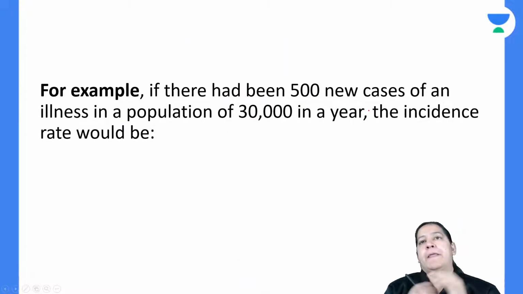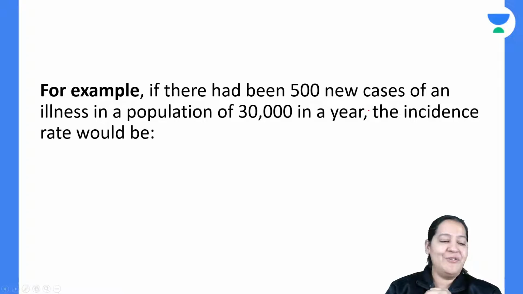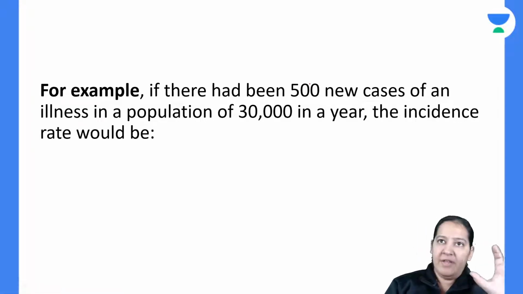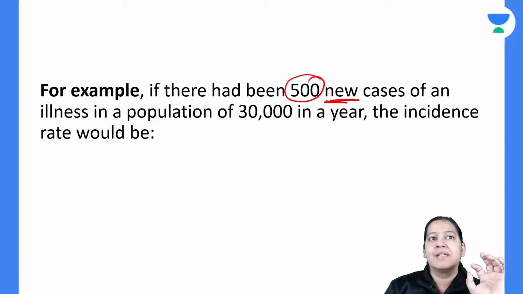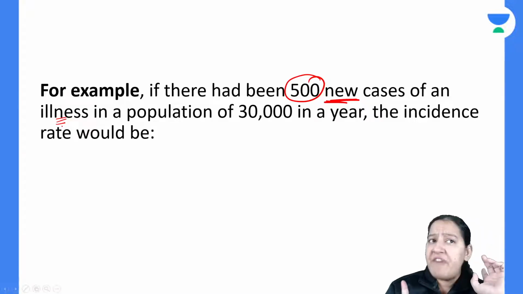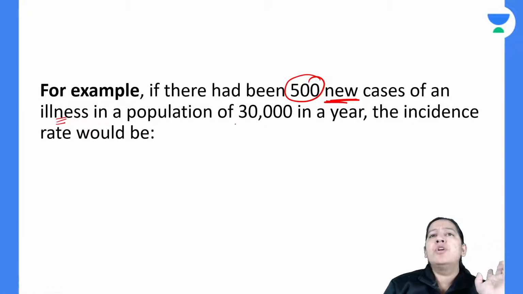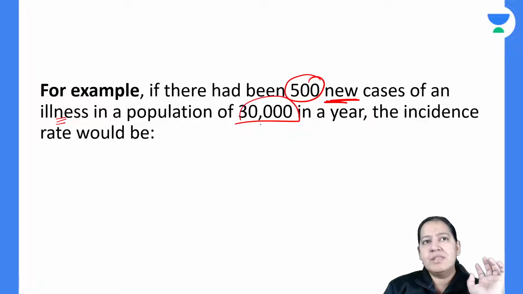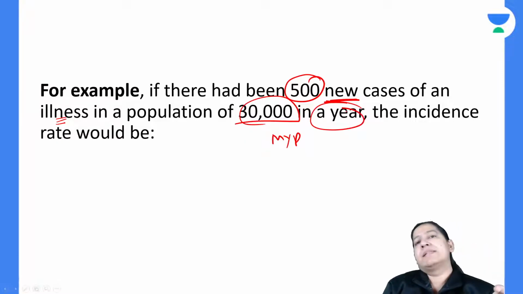So we will try to solve this question in front of you. Please everyone participate, those who are listening, please participate. If there are 500 new cases of an illness, not defined which illness it is, TB, diabetes, any illness, in a population of 30,000. 30,000 is the mid-year population of that area in 1 year. What is the incidence? So please apply the formula.